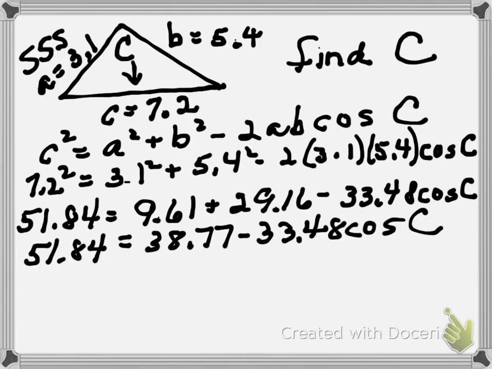Now, right here I want to caution you. Always, when you get to this point, when you're looking for an angle, these two quantities are going to be very close to each other. But you do not subtract them. You don't subtract 38.77 minus 33.48 because 33.48 is multiplied by the cosine of C. So do not do that. That is a temptation, and that's a mistake a lot of people make.